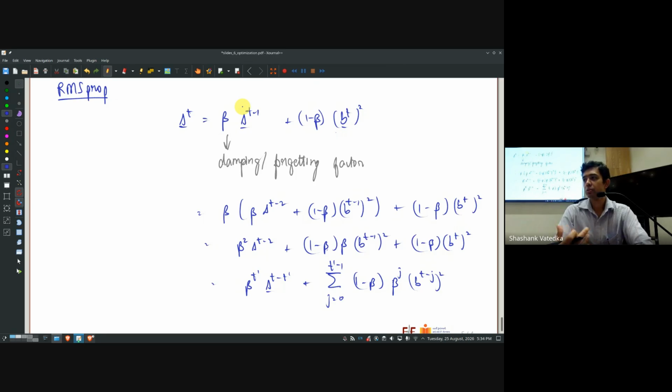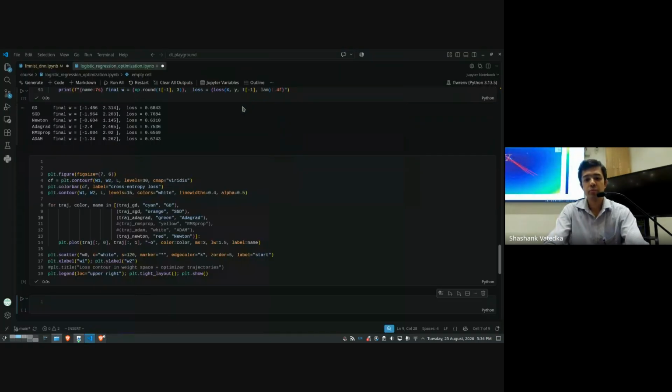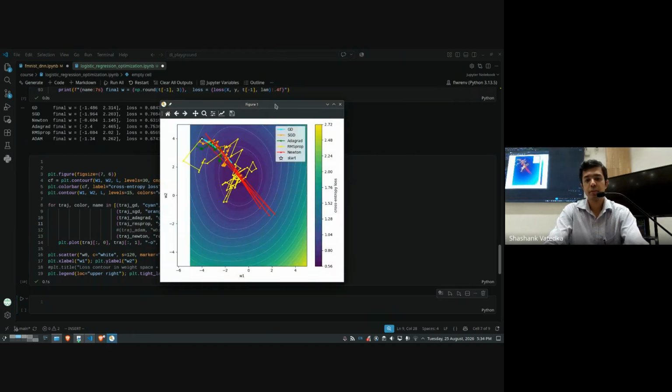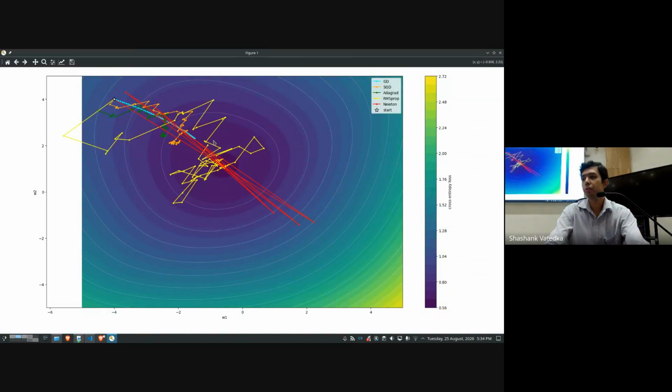That is, you give importance to the recent history of the gradients, but you forget what happened too far behind in the past. And if we look at the trajectory of RMSprop, in this particular instance it varies a lot more widely, but it actually gets you closer to the minimum than stochastic gradient descent or even Adagrad. This is because the step size is much larger, since you don't have so much of a decay.